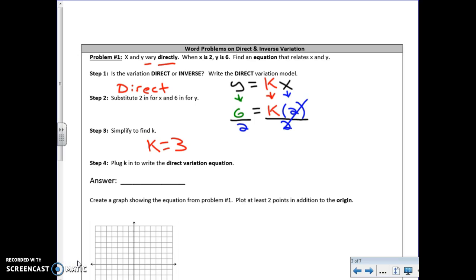So now that we know what k is, we can write the direct variation equation. y is going to go back to being y, x is going to go back to being x, but now k is 3. So instead of y equals k times x, we're going to have y equals 3 times x, which we can now use to find more points in this direct variation.